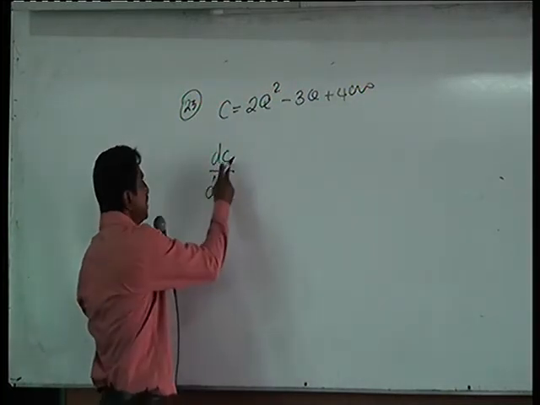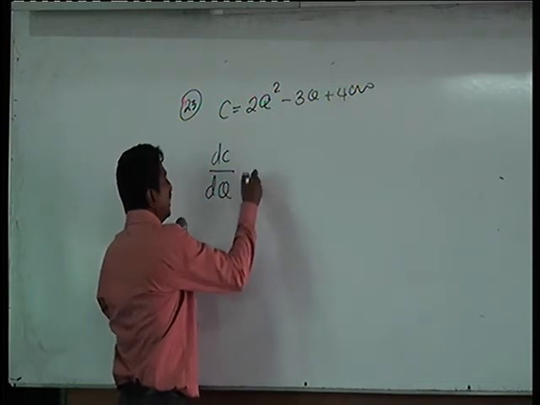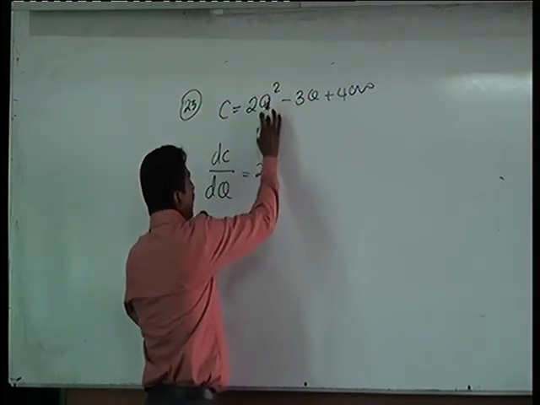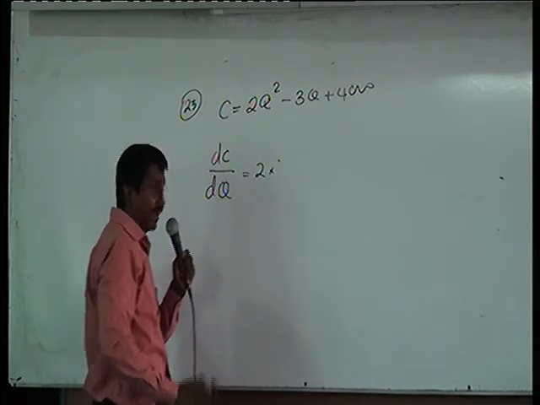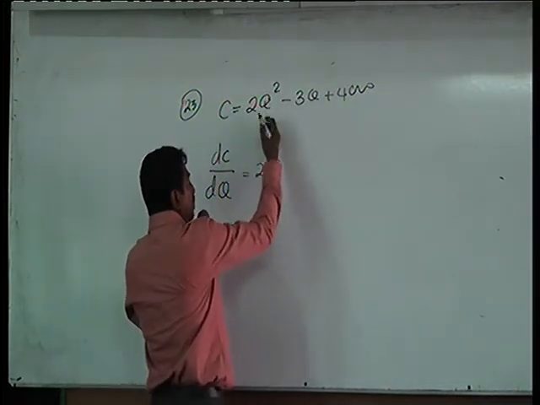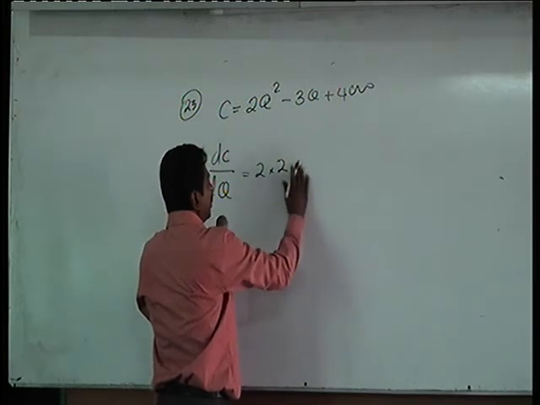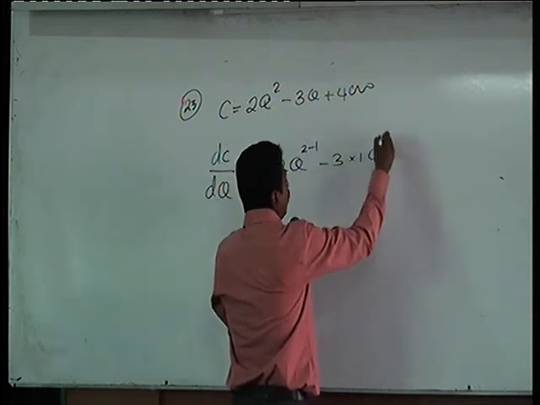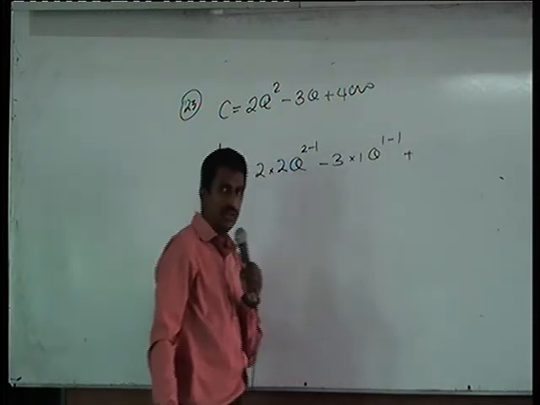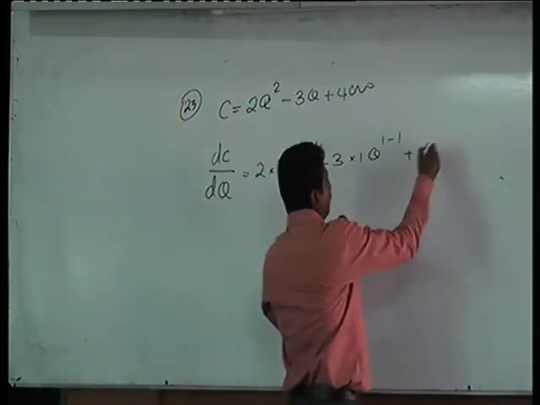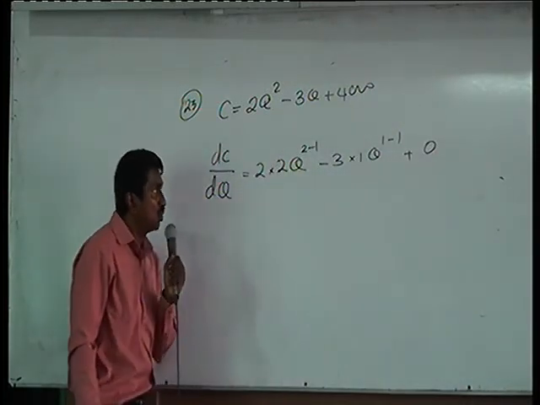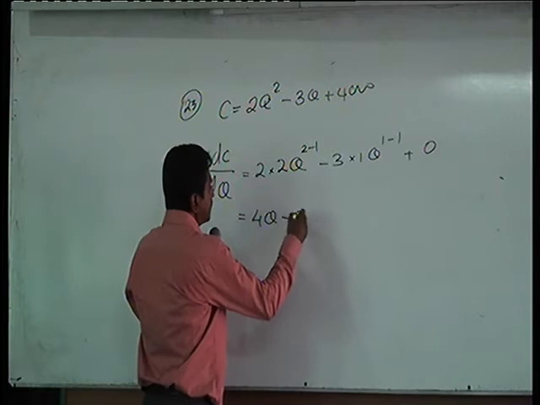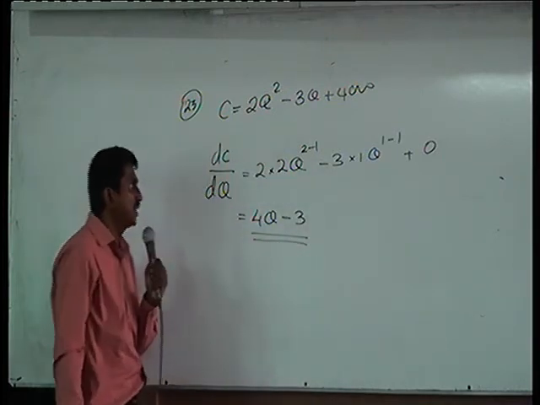So you write dc by dq, that is equal to 2 into q squared. Differentiate q squared, again the same rule, nx to the power n minus 1. So 2 comes in front, 2q to the power 2 minus 1, minus 3 into 1q to the power 1 minus 1, plus 4000. Yes, 4000 becomes 0, because constants always become 0. Therefore, the answer is 4q minus 3. A very simple answer, 4q minus 3.